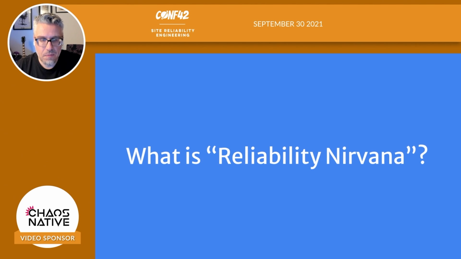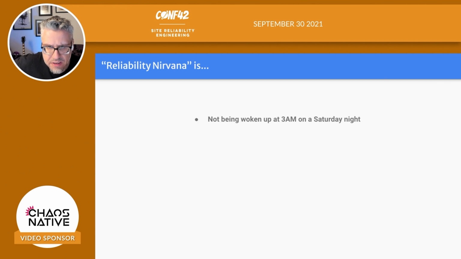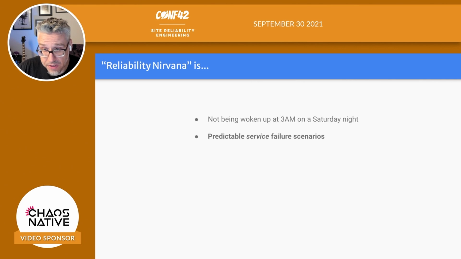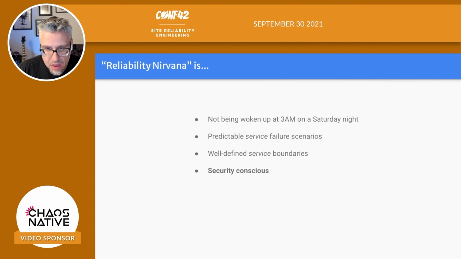All right, so what is reliability Nirvana? Well, it is not being woken up at 3 a.m. on Saturday night, or really any night at 3 a.m. I do not want to be woken up at all. We want to have predictable service failure scenarios. We want to have well-defined service boundaries. We want to be security conscious. We want to have self-healing services. And we want to be highly scalable and highly reliable, of course.